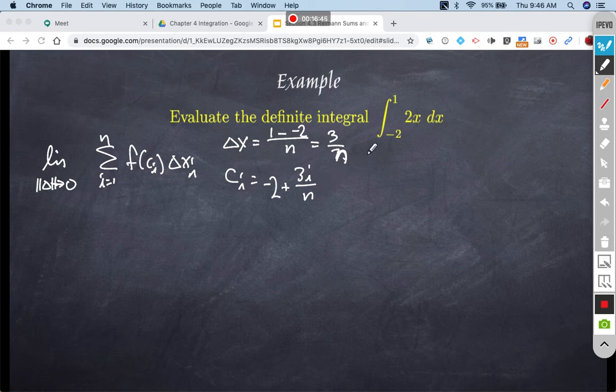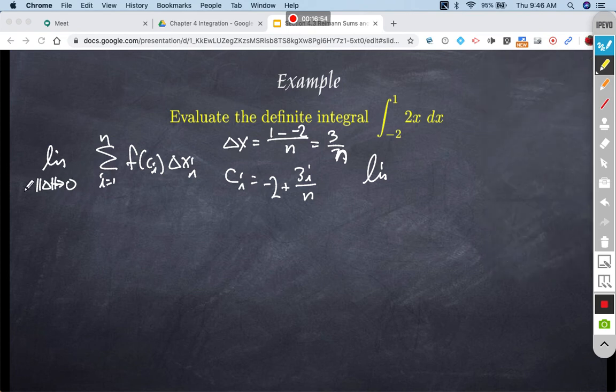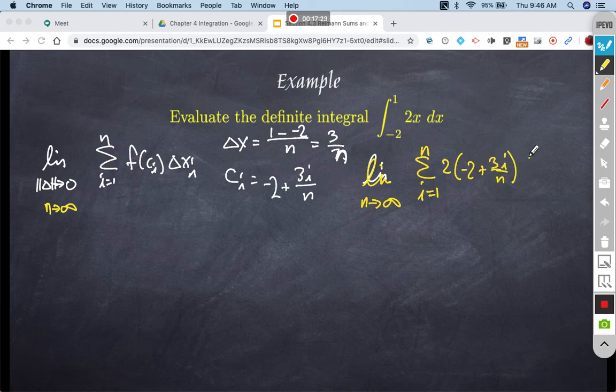So what I want to find is, since the norm approaches 0 is going to be the same as n approaches infinity, now I'm getting down to what I want to evaluate: the limit as n approaches infinity of the sum as i equals 1 to n of 2 times negative 2 plus 3i over n, times 3 over n.